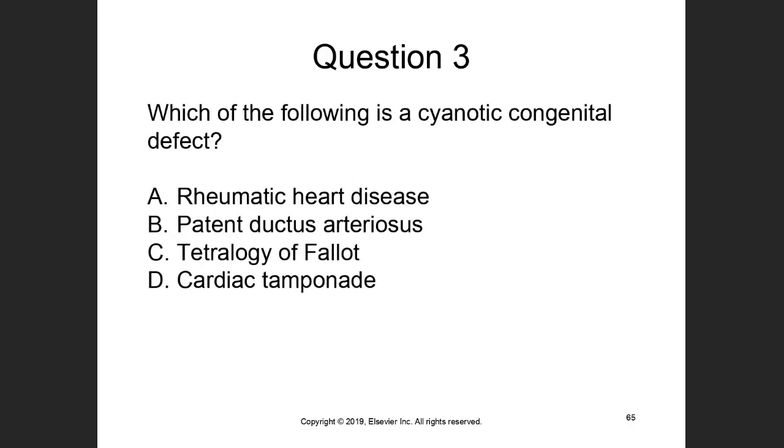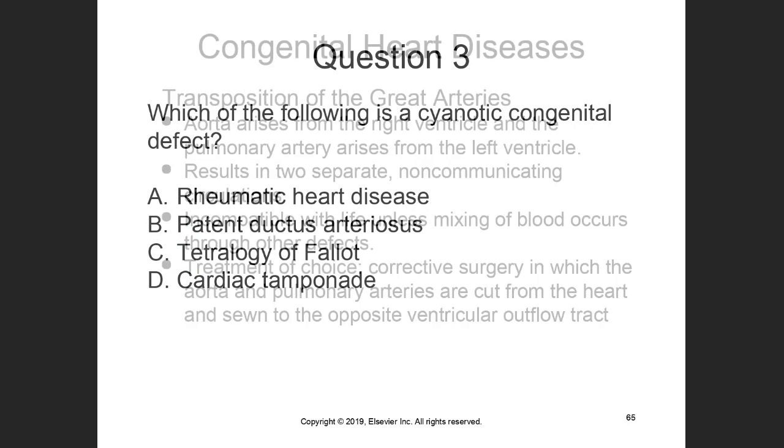Okay, we have question number 3. Which of the following is a cyanotic congenital defect? Okay, it's extremely easy. Exactly. It's the only one that starts with T. Okay, T. All the cyanotic conditions start with T. Tetralogy of Fallot, transposition of the great vessels. What is the other? I don't remember, the truncus arteriosus. I don't know, there are like 4 or 5.